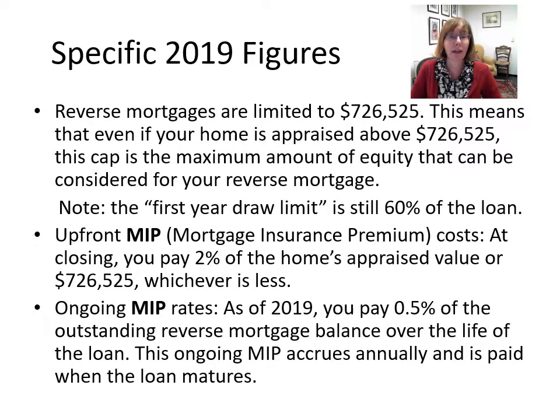You have to pay a 2% mortgage premium up front. That's a big chunk of the value of the house. And you have to pay it at closing. After closing, you have to continue to pay a mortgage insurance premium of 0.5% of the outstanding balance, but those premiums are added to your accumulating debt on the house, and they are due only when the loan matures.